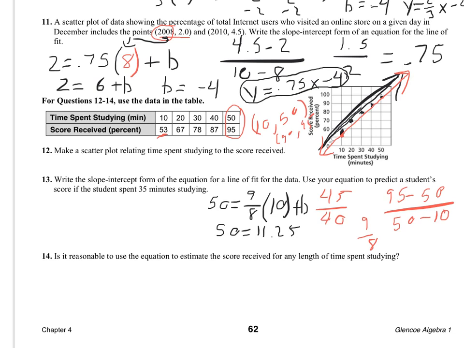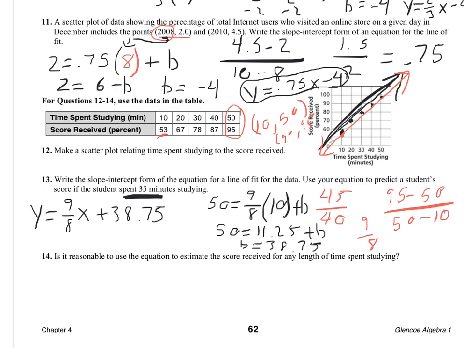Is that right? Yeah, that should be right. 11.25 plus b. And then subtract 11.25, so b has to equal, what's that come out to? 39.75, right? Let me subtract that real quick. 38.75, my bad. So my model is y equals 9/8 x plus 38.75. And then what it says here is use the equation to predict a student's score if they spent 35 minutes. Well, let's just plug in 35 for x.